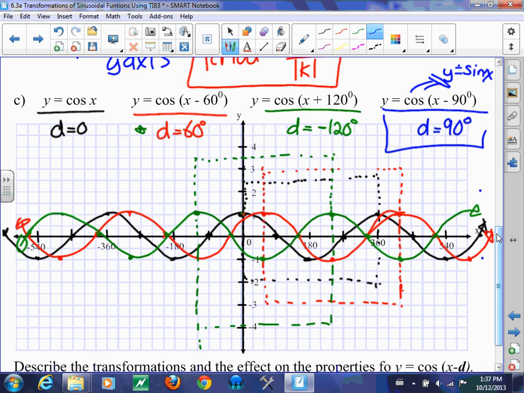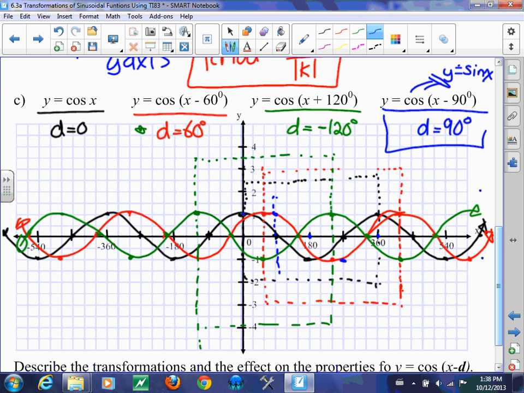Y equals cos(x minus D) plus 90. Normally I'm supposed to start here, but I've got to start 90 degrees away. So I've got to start here. That means that 90 degrees later I'm going to be here, 90 degrees later I'm going to be here, and then here. Okay?